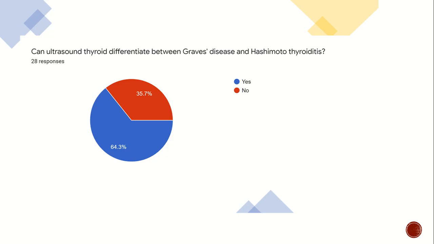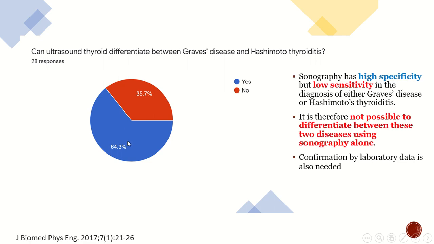Also, going back to your survey: can thyroid ultrasonography differentiate between Graves' disease and Hashimoto thyroiditis? Most of you answered yes, it can, but sonography has high specificity but low sensitivity in the diagnosis of either Graves' disease or Hashimoto thyroiditis. It is therefore not possible to differentiate between these two diseases using sonography alone.